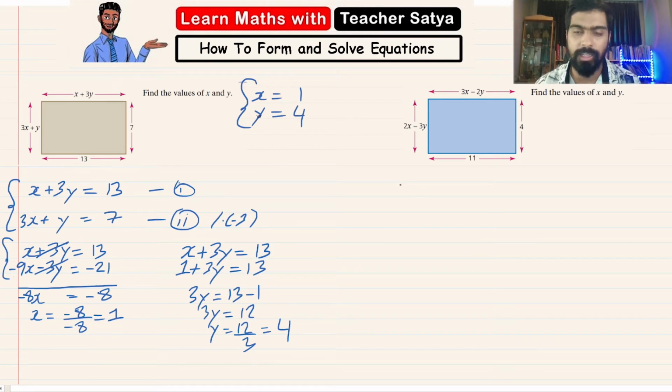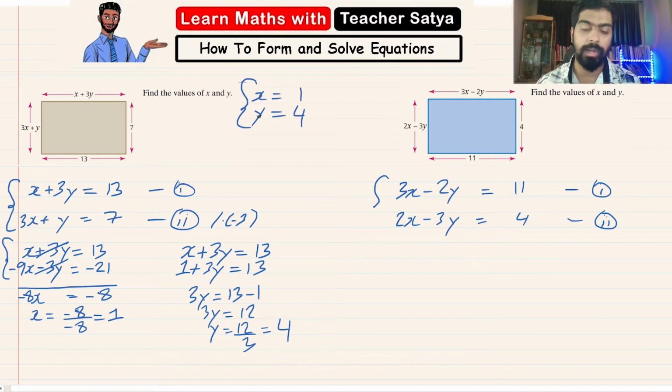So we have 3x minus 2y is equal to 11. So this is my equation number 1, and also 2x minus 3y is equal to 4, and this is my equation number 2. Again guys, I'm going to solve this simultaneously using the elimination method.